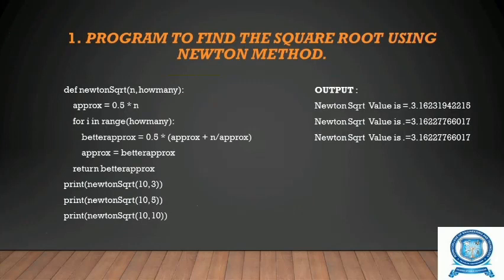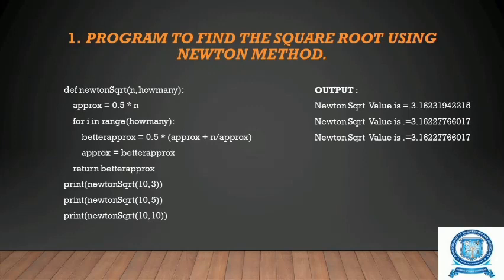Let's see another example to find the square root using the Newton method. We are going to write a Python program for that. First we define the function named Newton SQRT, that is square root. We pass the parameters n comma how many. First we give a value for approximate: approx variable is given a value of 0.5 times n. Then we enter a for loop, for i in range of how many.